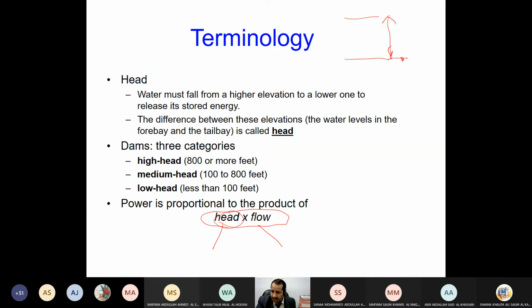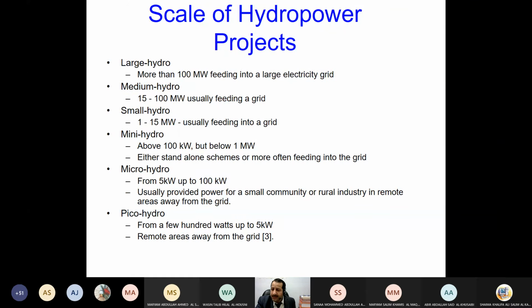They classify them based on heads into, as you can see here, high head, medium head, low head. High head is greater than 800 feet. Between 100 to 800 is medium head, and lower than 100 is the low head. Also, based on their rating, they classify hydropower plants into large hydro, more than 100 mega; medium, between 15 to 100 mega; small, between 1 to 15 mega; mini, 100 kilo to 1 mega; micro, 5 kilo to 100 kilo; pico, less than 5 kilo.